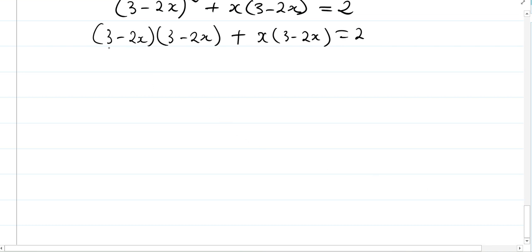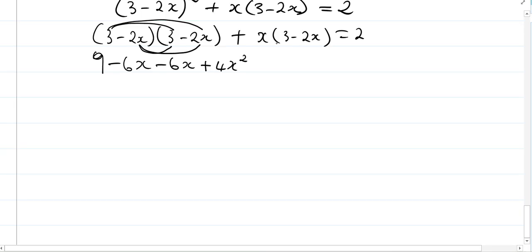From here, we multiply. This is FOIL. 3 multiplied by 3 is equivalent to 9. 3 times negative 2x is minus 6x. This one times this one, minus 6x as well. Lastly, this one times this one. Negative times negative is positive. 2 times 2 is 4. x times x is x squared. x times 3 is plus 3x. x times negative 2x is minus 2x squared. I take this 2 to the other side, it becomes negative.